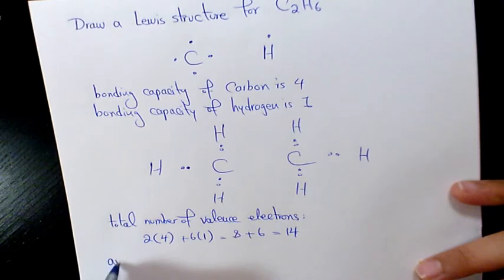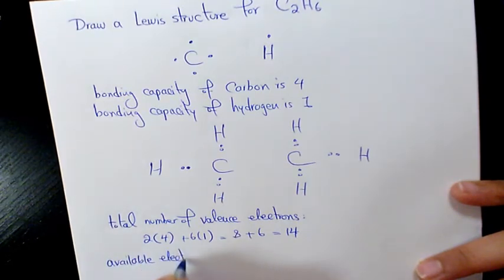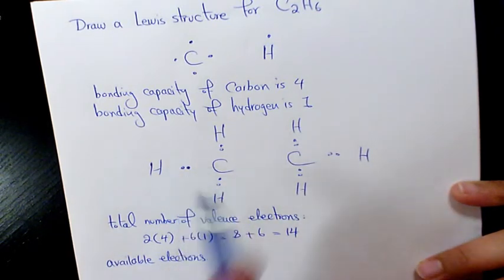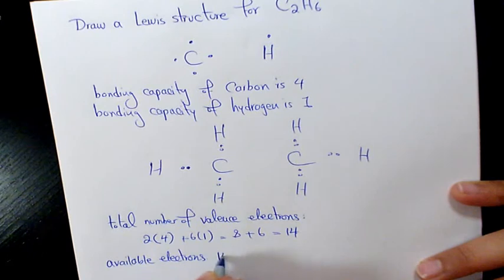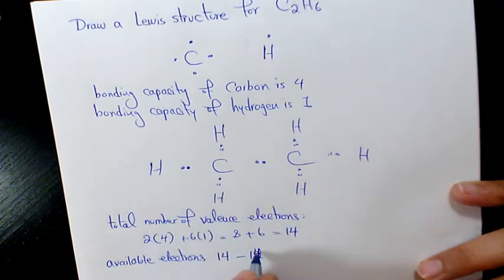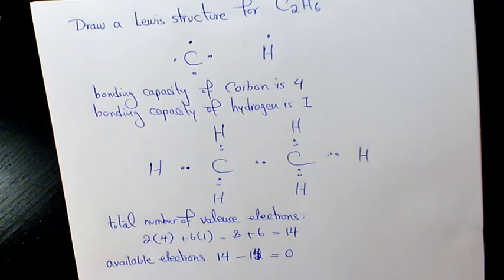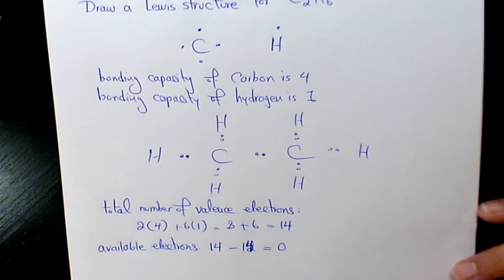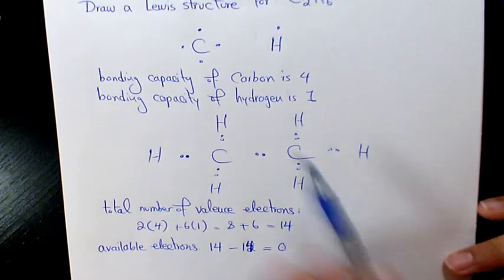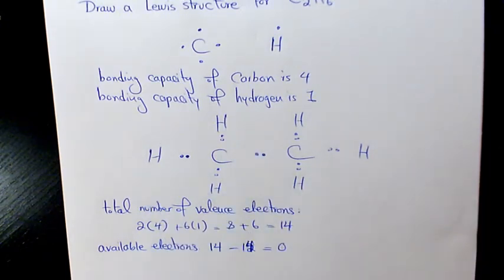Then we need to find the available electrons. We have 1, 2, 3, 4, 5, 6 bonds, 6 times 2 is 12. So 14 minus 12. Actually, it's going to be minus 14 because I forgot to put the 2 dots in here. So 14 minus 14 is going to be 0. So we have no more electrons left. And we have the duet rule for the hydrogen, so we don't need to place any more electrons.